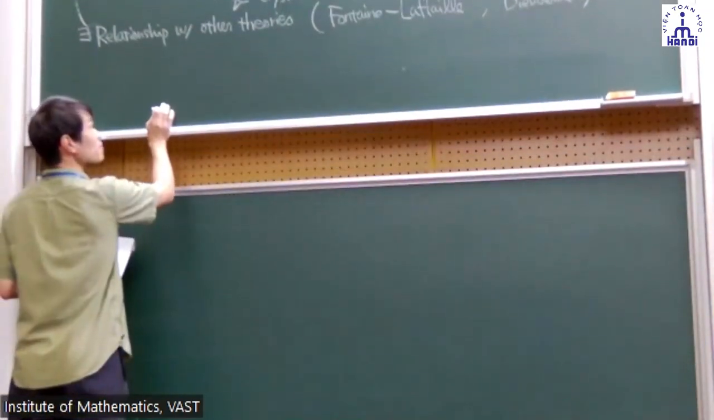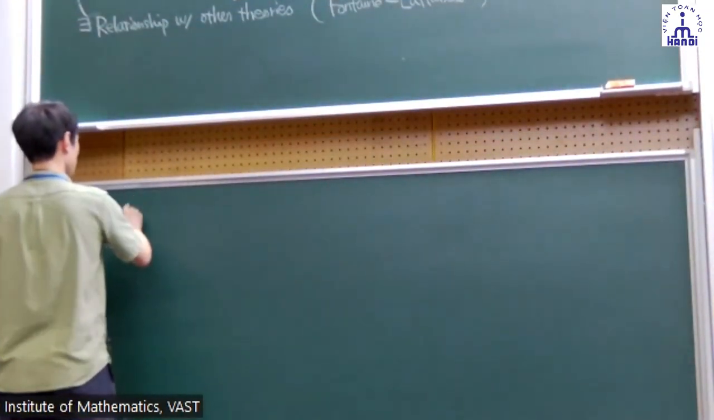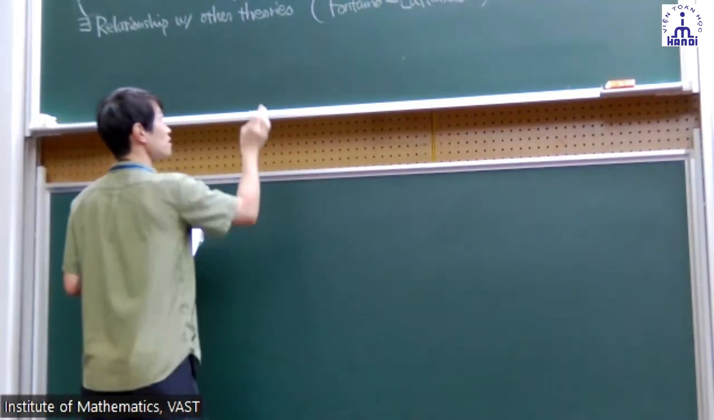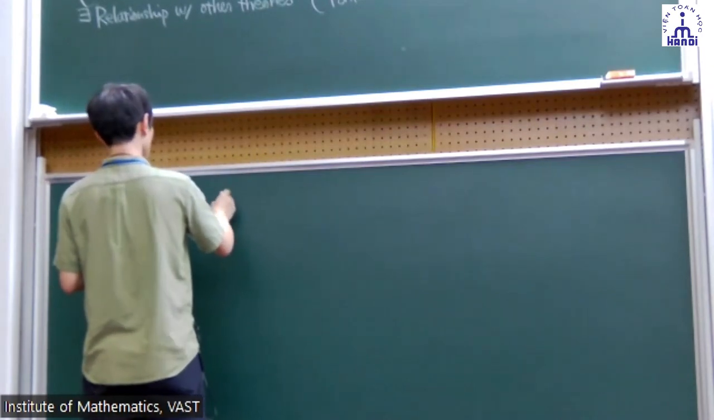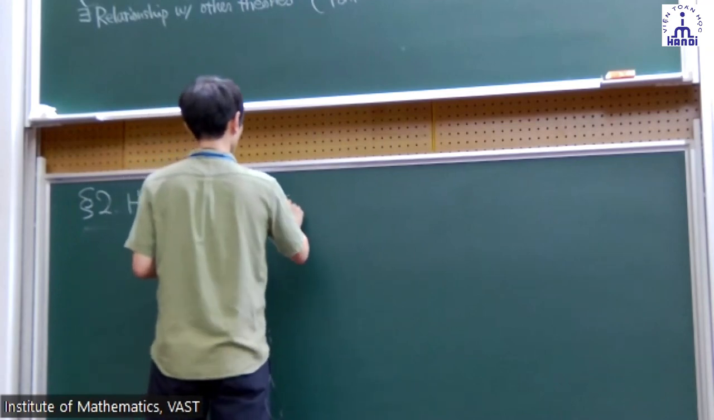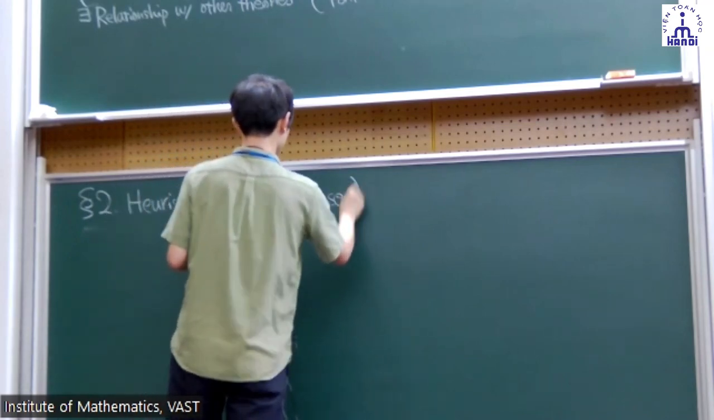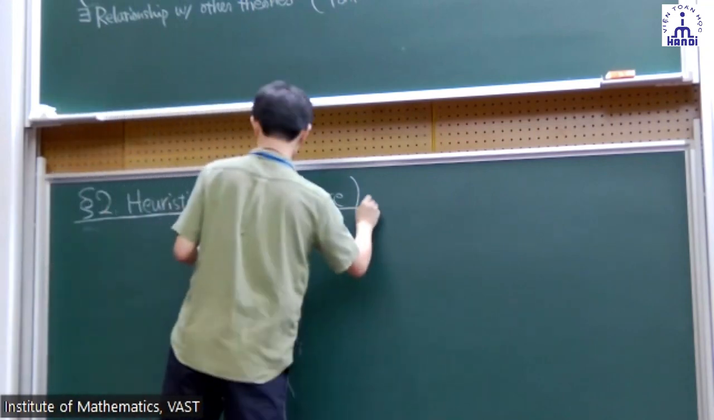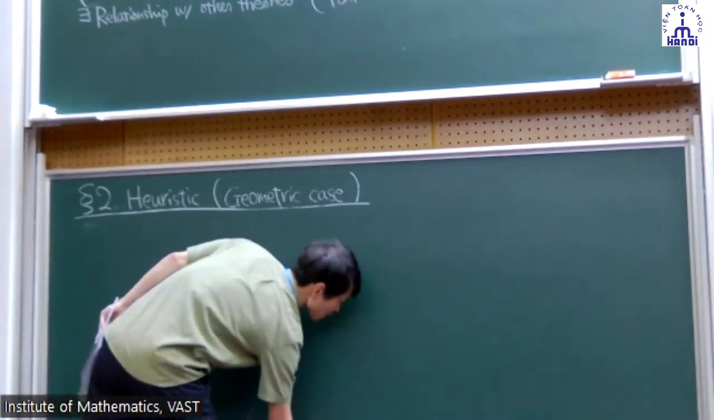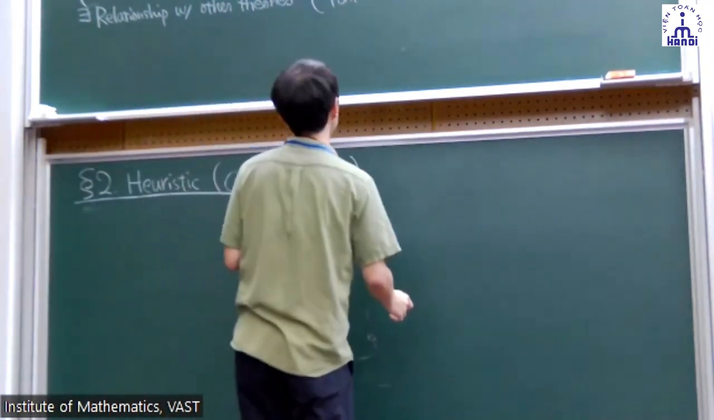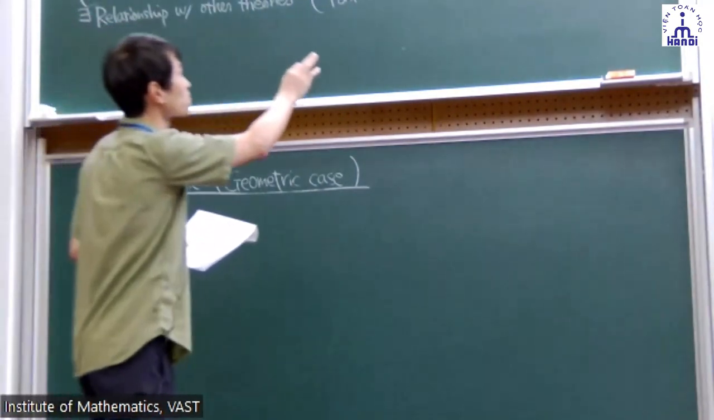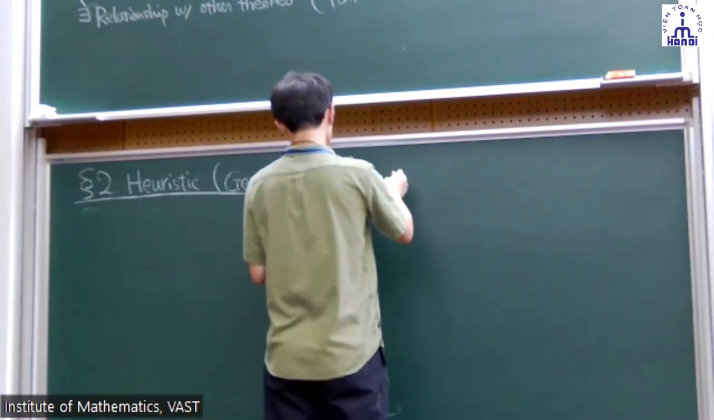And next I will explain some heuristic about how we should construct a canonical lattice. In particular, I will explain what should happen in the geometric case. But before that, let me very, very briefly recall the definition of this functor Dcrys.